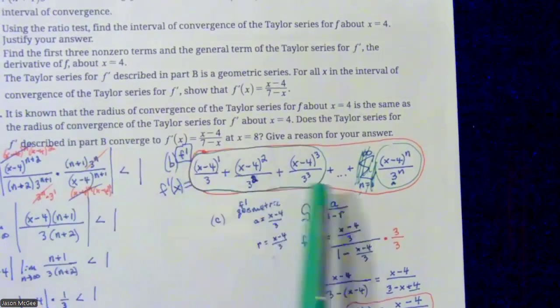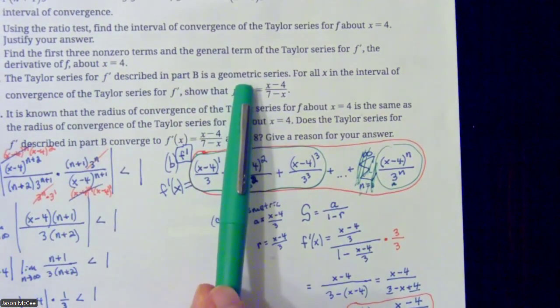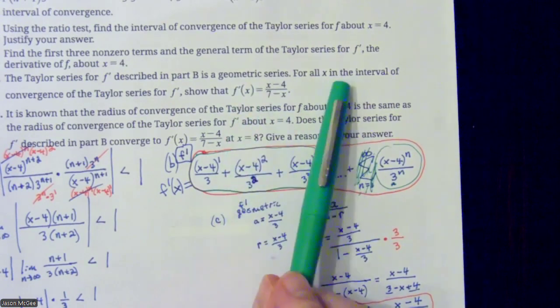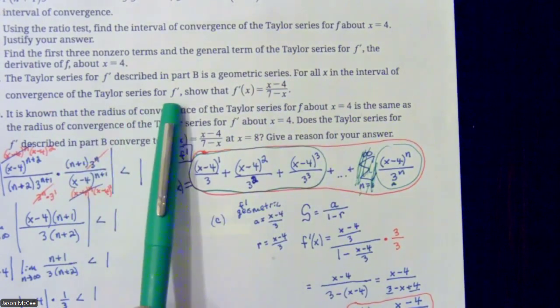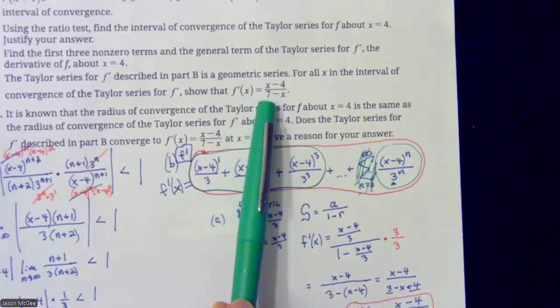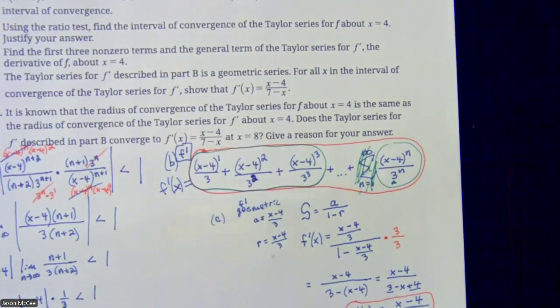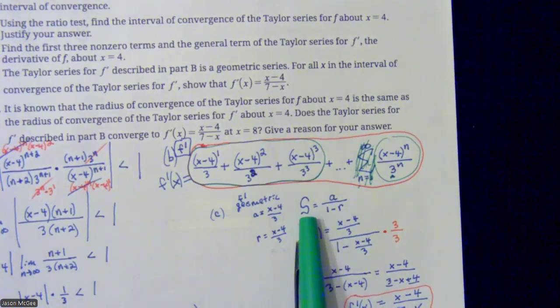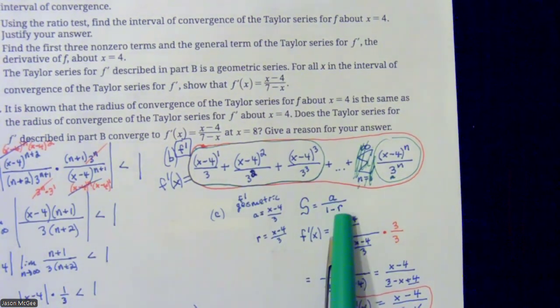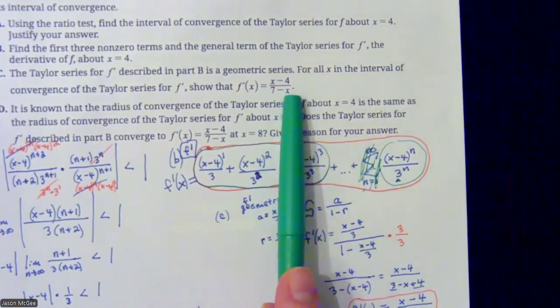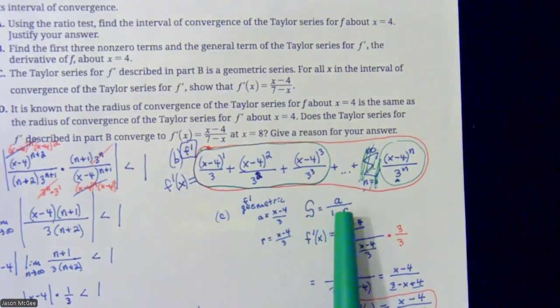Part C, they tell us the stuff that we just found is a geometric series. And it says for all x in the interval, show that f prime is equal to this. So remember what the f prime converges to. If it's a geometric series, they want to know what is that sum. So they want you to do the sum of an infinite geometric series right there. And they told you what the answer should be. You're just supposed to actually show it.